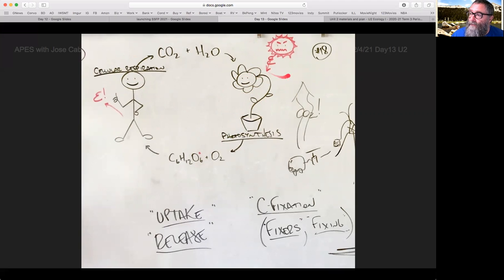You'll also notice that in the red up here, I've drawn a mean, angry sun. I always draw the sun angry because I hate being out in the sun. I always feel like the sun is trying to kill me. So there's my angry sun, and you'll notice that there's an E for solar energy. So plants use things from the environment, plus energy from the sun to rearrange ingredients into this stuff.